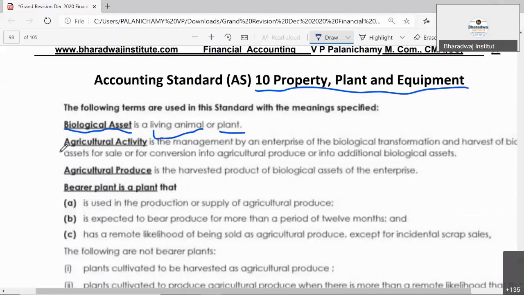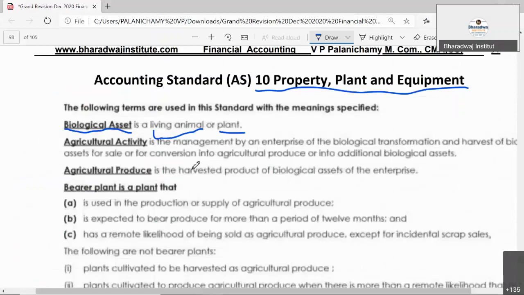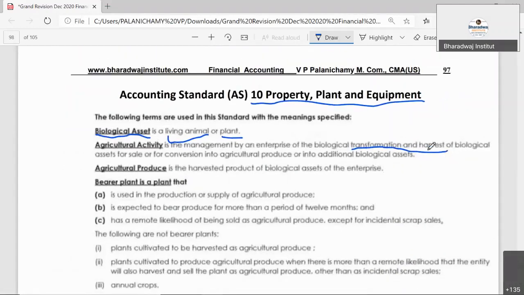So the old accounting standard was not covering agricultural activity. This new AS10 covers agricultural activity also. Agricultural activity includes two operations: basic operations like leveling the land, seeding, and all. Then subsequent operations may be growing and cultivation, and of course harvesting. If both operations are covered, that is called agricultural activity. Transformation is part of cultivation. Harvest, of course, is the output. Agricultural produce is nothing but whatever you are getting from biological assets. These are all technical jargons.